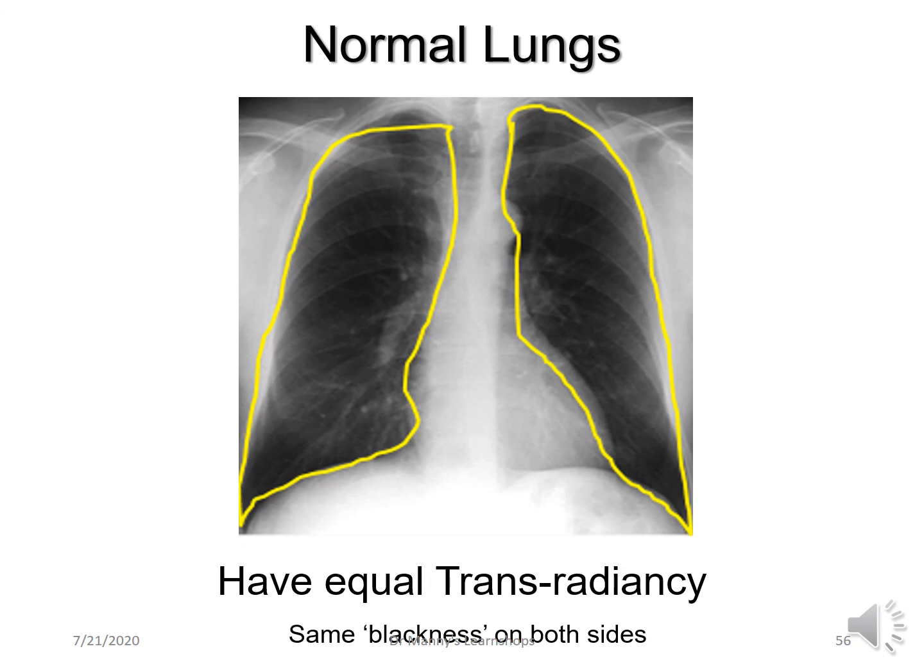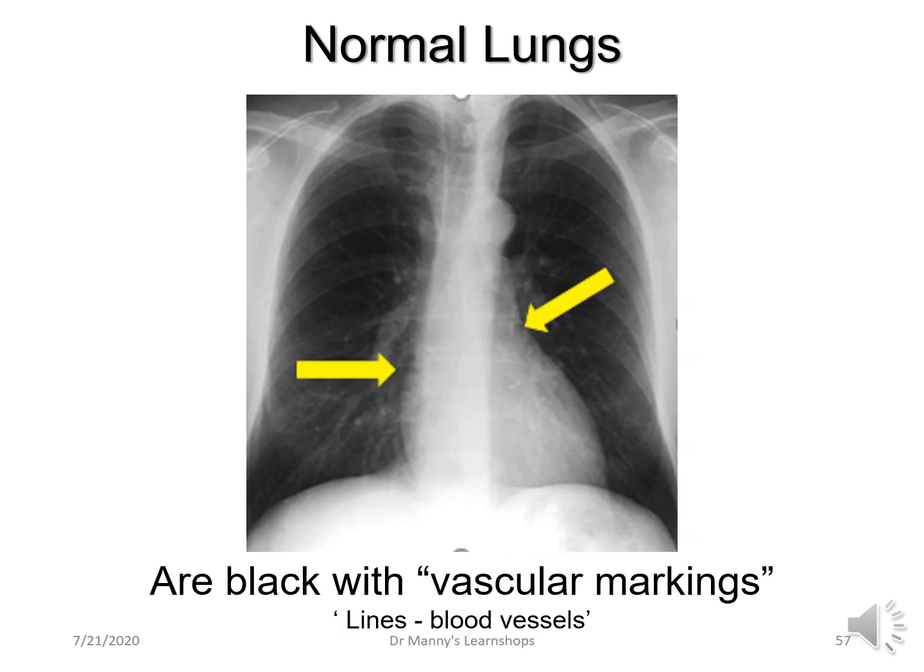We always make sure that the lungs have got equal transradiancy, which means they should essentially be the same blackness on both sides. We should make sure that the vascular markings go from the hilar all the way out to the peripheries. The vascular markings are the white lines or the blood vessels. If they don't go all the way out to the outer areas, something could be wrong.